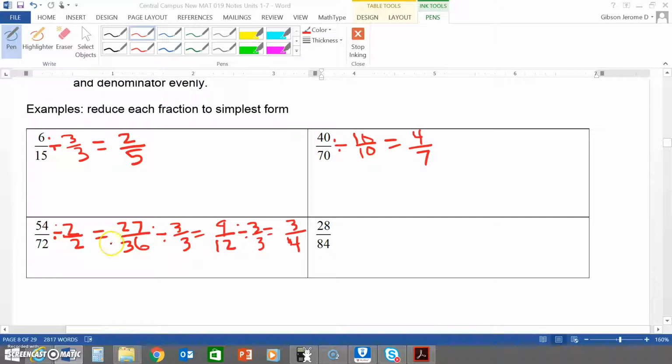Now we could have divided both of them by 18, and that would have been the largest number. But remember, you could use smaller numbers as long as you get it to simplest form.